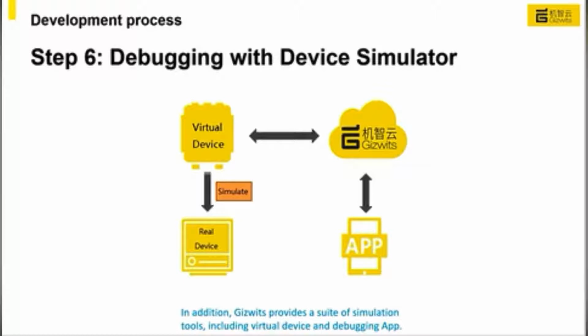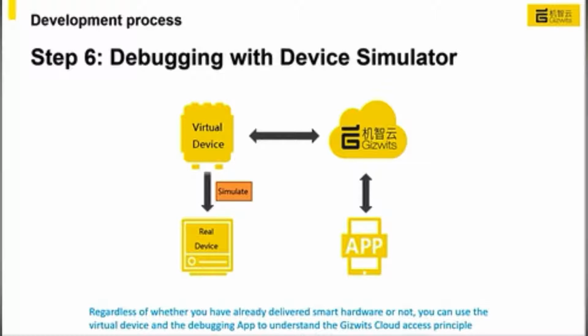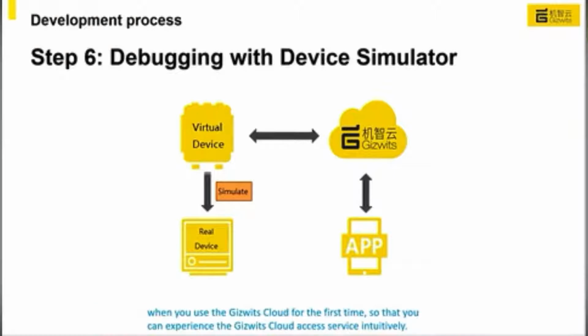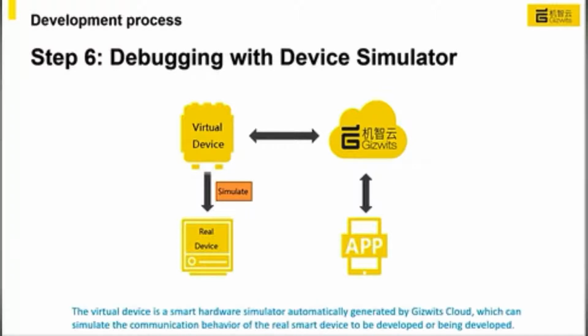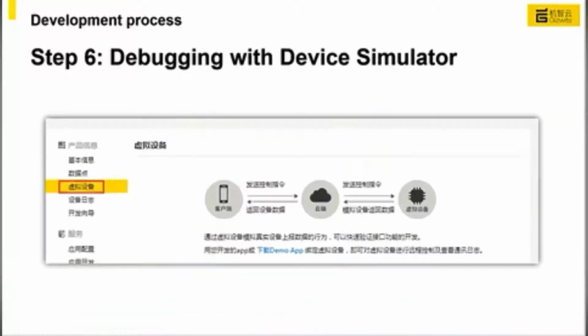In addition, Gizwits provides a suite of simulation tools, including a virtual device and a debugging app. Regardless of whether you have already delivered smart hardware or not, you can use the virtual device and the debugging app to understand the Gizwits Cloud Access principle when you use the Gizwits Cloud for the first time, so that you can experience the Gizwits Cloud Access service intuitively. The virtual device is a smart hardware simulator automatically generated by Gizwits Cloud, which can simulate the communication behavior of the real smart device to be developed or being developed.